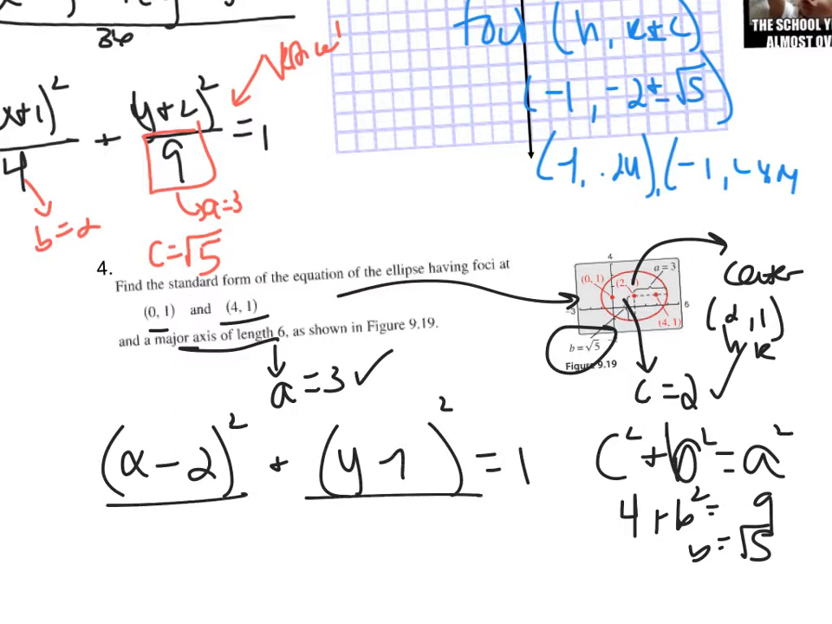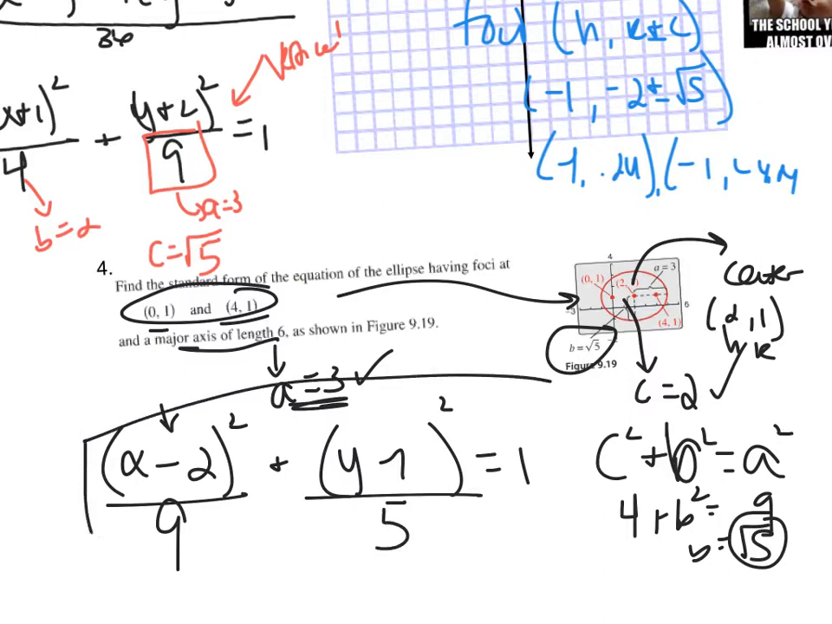And then you just have to divide by your a and b. If it's a horizontal ellipse, I can tell that because my foci are next to each other, then I know I'm going to have a squared underneath this part. So a squared in this case is 9 because it's 3 squared. B squared goes underneath the second part, which if you square radical 5, you just get 5. So there is your equation.